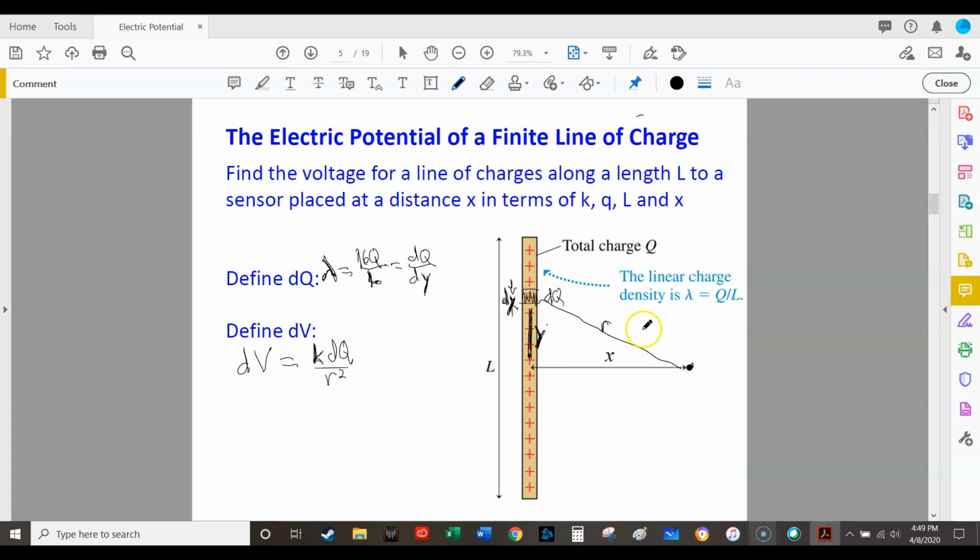To solve for r, we're going to use the Pythagorean Theorem, which is c squared equals a squared plus b squared. So r is equal to the square root of x squared plus y squared.